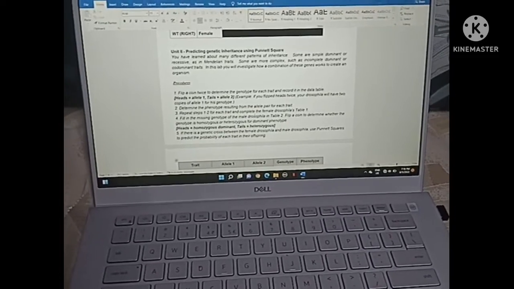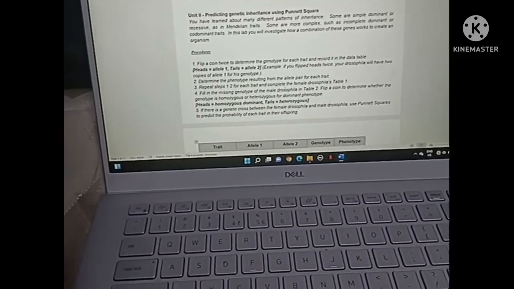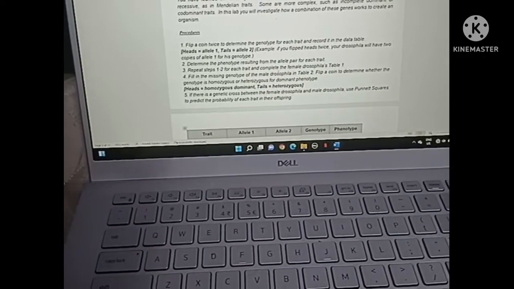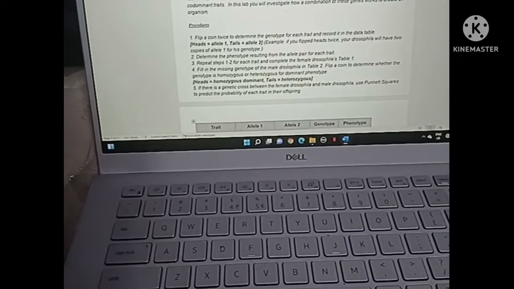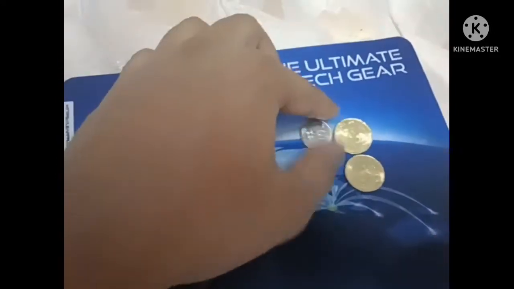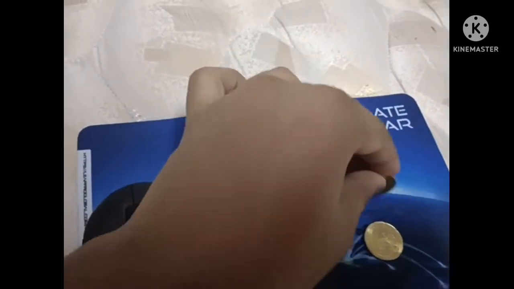23DBT30F2007. Today, I'm going to explain the way I predict genetic inheritance using a Punnett square with a coin flip method. For the procedure, I just need two 10-cent coins and two 50-cent coins.